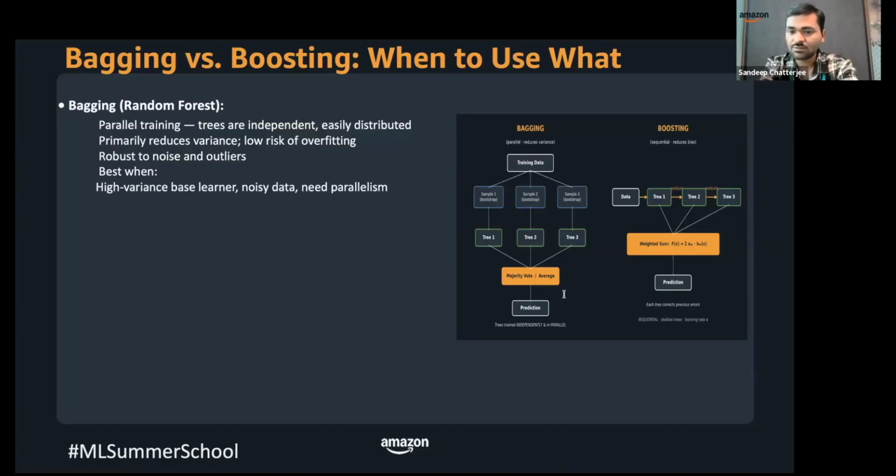Now contrast that with boosting, your XGBoost or LightGBM model. The paradigm completely flips. This is sequential training. Tree number 2 cannot be built until tree number 1 is finished. Tree number 3 likewise cannot be built. Unlike bagging, boosting reduces both bias and variance. But that power comes with a massive catch. It has a high risk of overfitting. If you do not use early stopping, it will be bad.